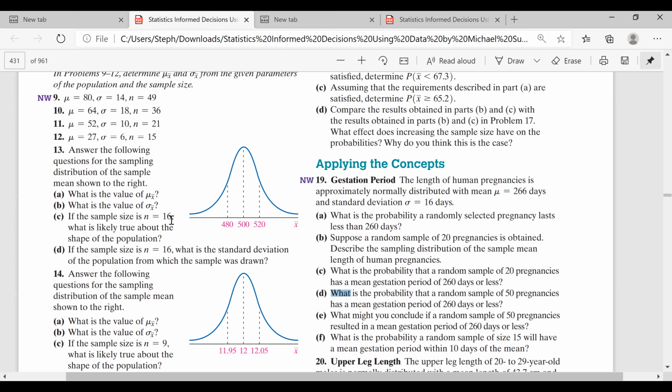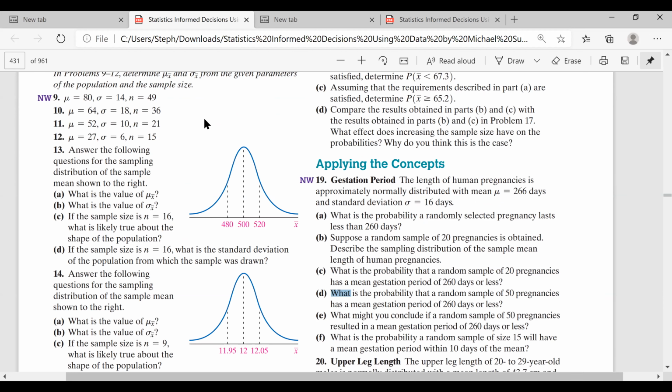The sample size is 16. What is likely true about the shape of the population? I don't get how that correlates. Well, I'm sure it's still going to be normal on the test, so that's just what I'm going to write.